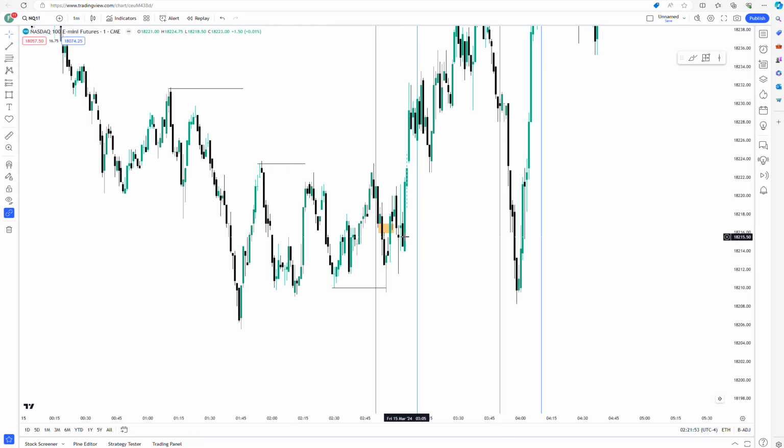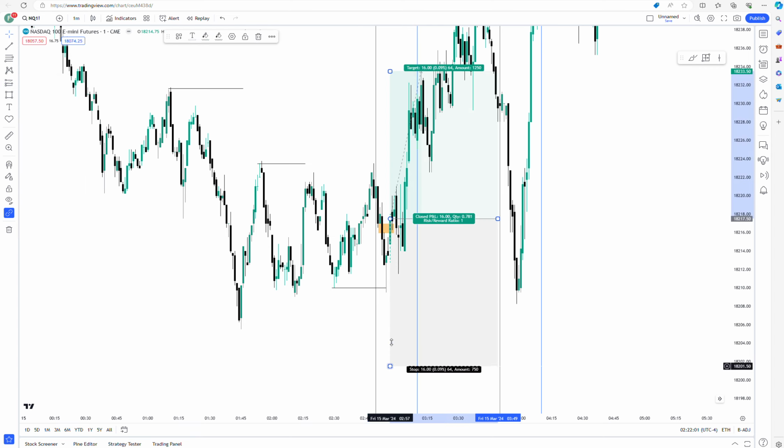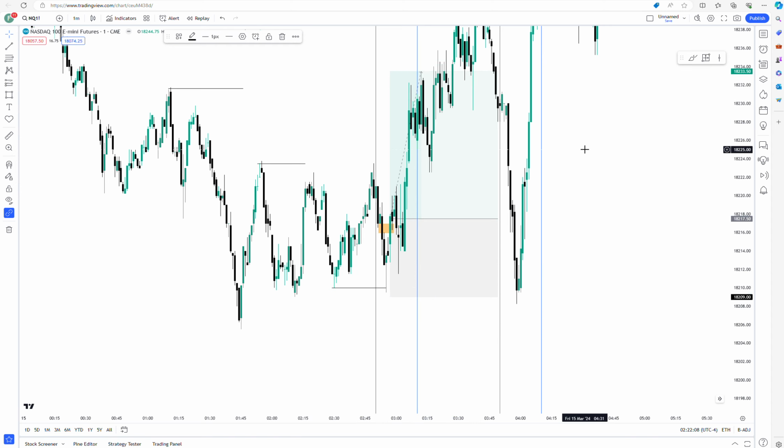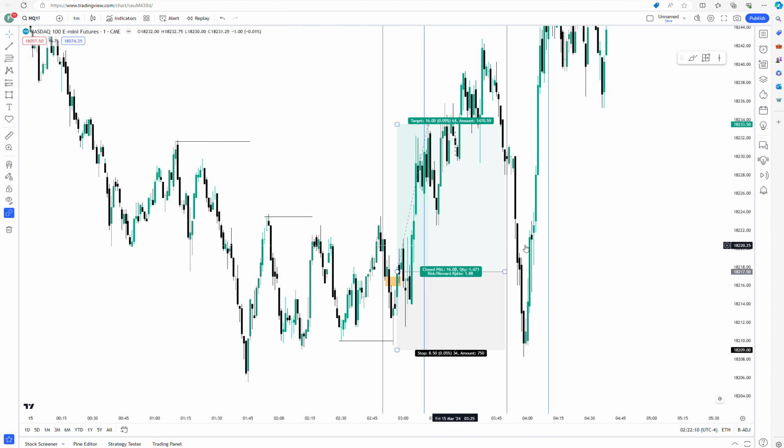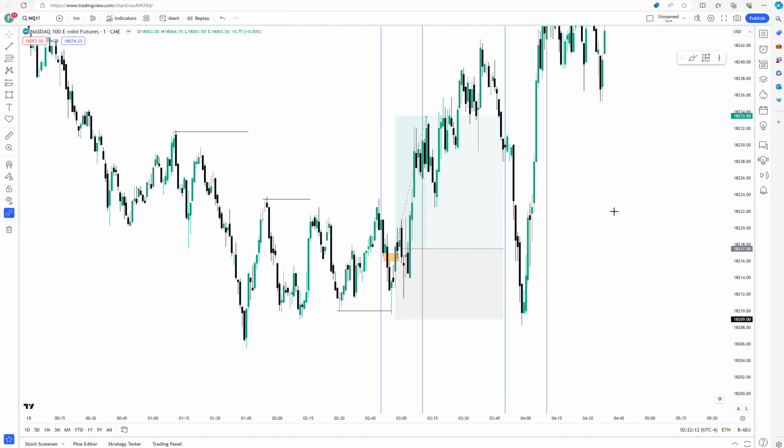So how could you execute using this macro? Well, you could execute using an inversion fair value gap if you wanted to. That could be your entry there, with the stop loss below this candle. Why? Because that candle body should be protected, as we've taken out liquidity there. So you enter from that inversion fair value gap. And where do you target? That's the question you have to ask yourself.